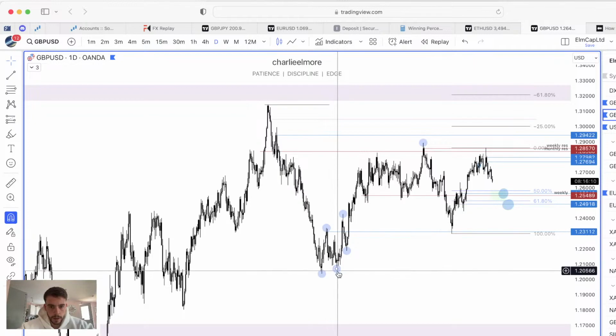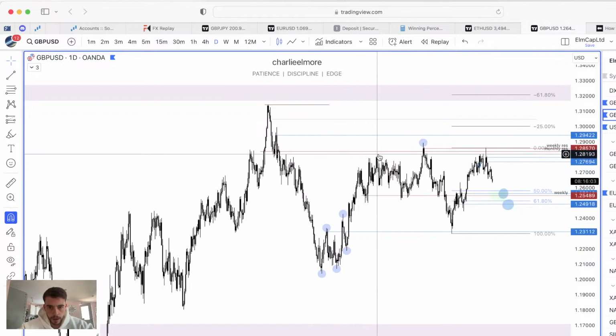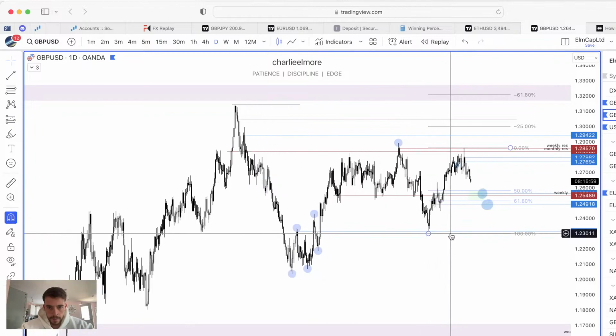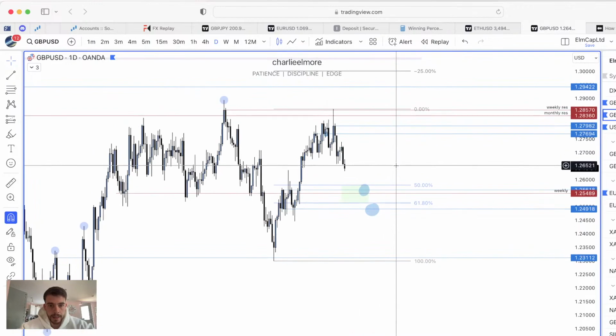Low, high, higher, low, higher, high, higher, low. That became the new leg because from this low to any of these highs, we didn't achieve a discount. From this high, we did. So this is basically an internal bullish leg. That's what I'm seeing it as.